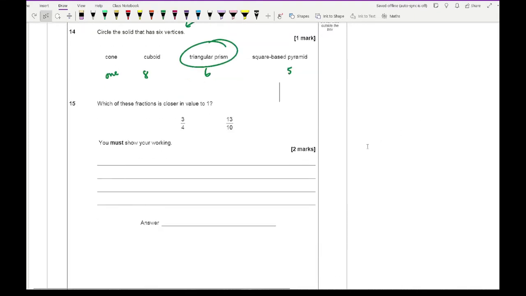Which of these fractions is close to 1? Well, the easiest way of doing that is to just type into your calculator and write down the decimal. So here, 13 over 10, which is 1.3. So this is plus 0.3 away. This is minus 0.25 away. So 3/4 is closer to 1.